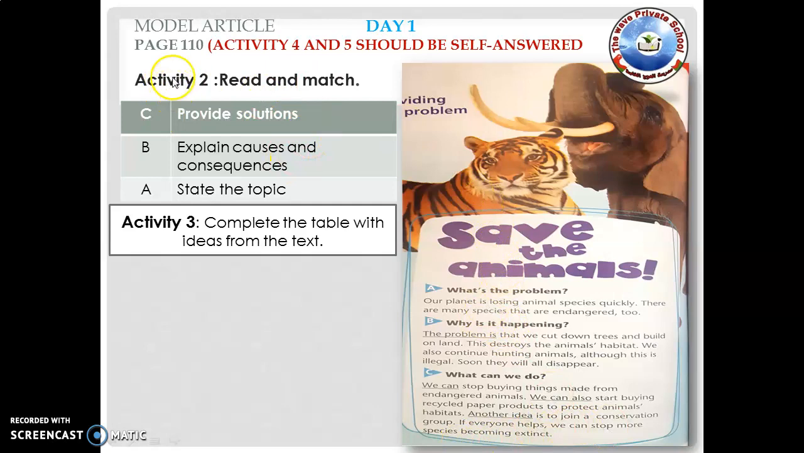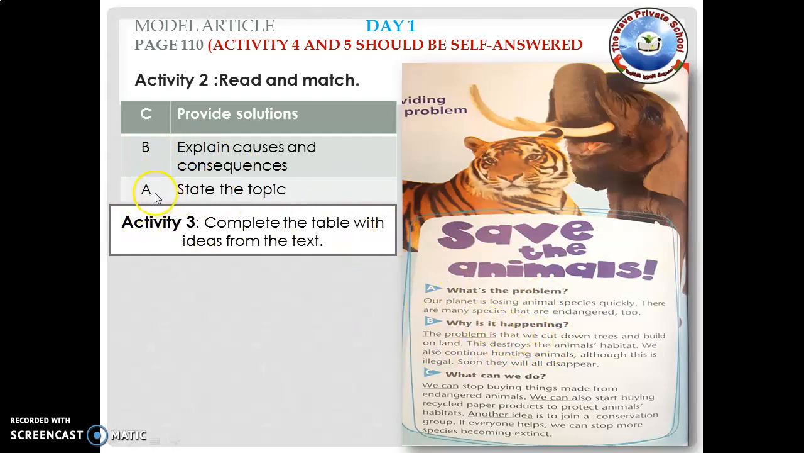So on the first activity, on activity 2, you are asked to match. So after we have read, these are the answers actually. So provide solutions. How can we solve the problem, which is stated on letter C? So the answer here is paragraph C. Explain causes and consequences. So what are the reasons why this thing is happening? Why is this problem existing? So it is stated in letter B. So the answer here is B. It explains the causes and consequences.